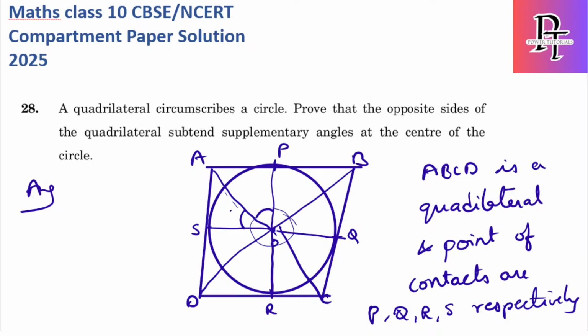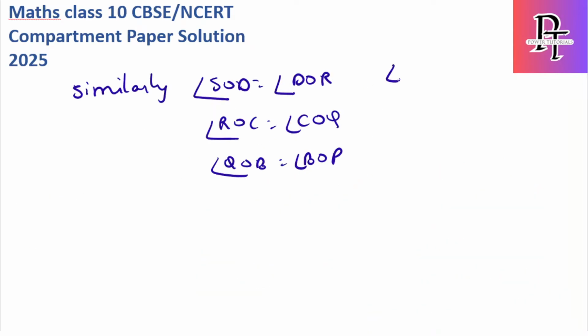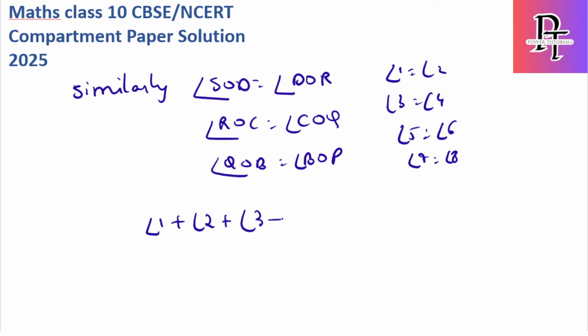But I will just write half of the angle. Let's mark the angles: this is 1, 2, 3, 4, 5, 6, 7, and 8. If I mark in this way, I can write angle 1 equal to 2, angle 3 equal to 4, angle 5 equal to 6, and angle 7 equal to angle 8. If I add all these, I will get angle 1 plus 2 plus 3 plus 4 plus 5 plus 6 plus 7 plus 8 is equal to the complete angle, 360 degrees.